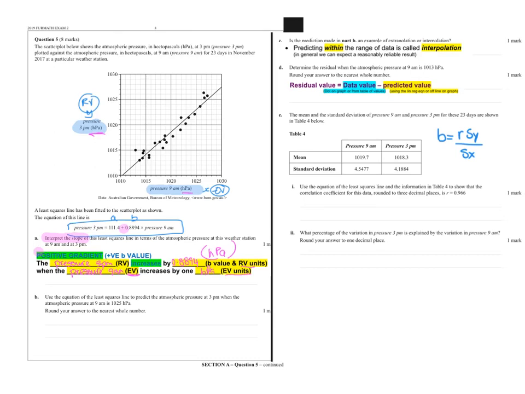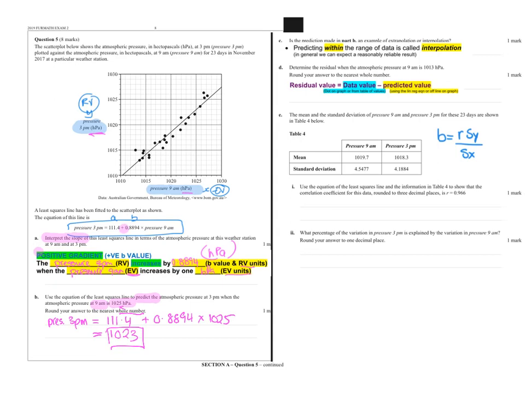All right. So then use the equation of the least squares to predict the atmospheric pressure at 3 p.m. when the atmospheric pressure at 9 a.m. is 1025. So they're giving me the X value. So I'm going to write pressure at 3 p.m. and I use the formula equals 101.4 plus 0.8894 times 1025, and it's set to the nearest whole number, so I'm going to make sure I do that. So I got 1023 was the nearest whole number.